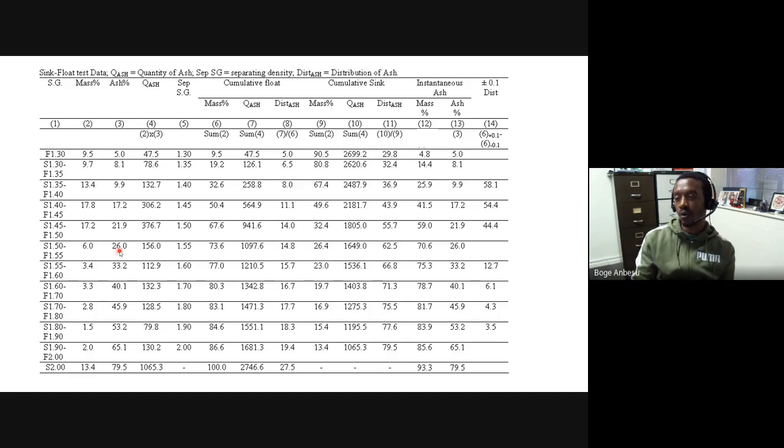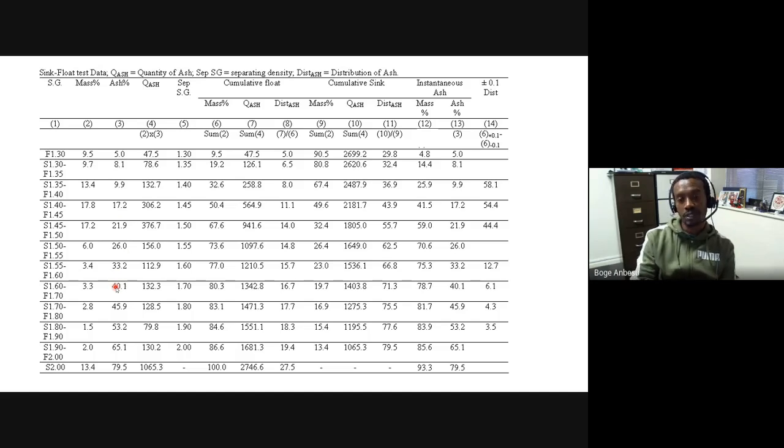It doesn't mean that all those particles have the same ash content. We're just saying the average is 26%. So in a way, this actually tells you the average ash. But if you take any particle from there and quantify the ash, as I said, it could be more than 26 or less than 26, but the average is 26.